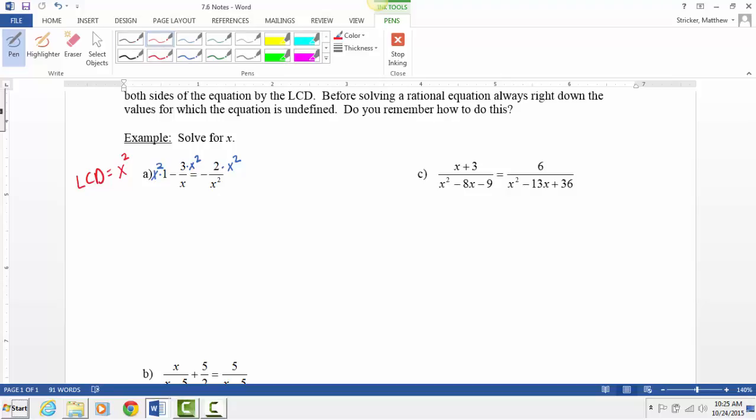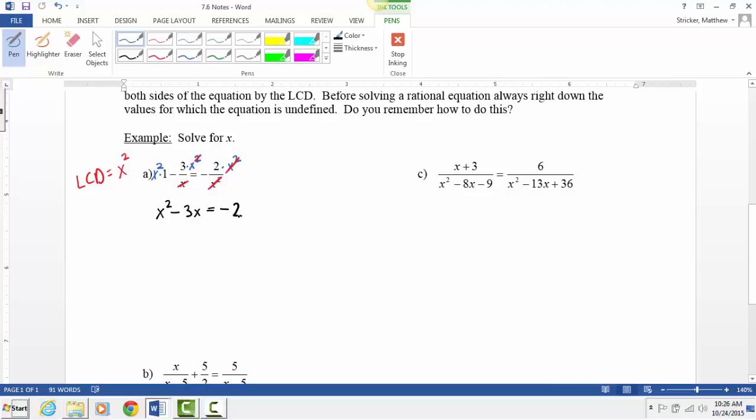When we do that, well, there's one x here that will cancel with one of the x's in that term, and then both x's cancel on the far right side. And so what we're left with is x squared times 1, that's x squared, then minus 3 times, there's still one x there, so minus 3x, and that's equal to just -2.